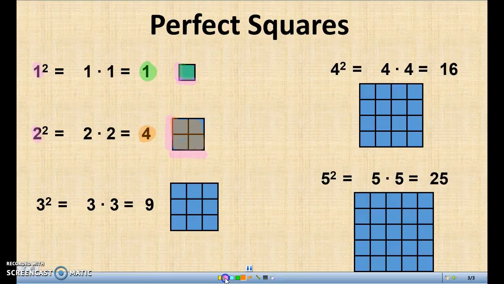See how that works? A square with a side length of 5, 1, 2, 3, 4, 5, by 1, 2, 3, 4, 5, has an area of what? Yeah, it has an area of 25. So I think that's why they call them perfect squares.